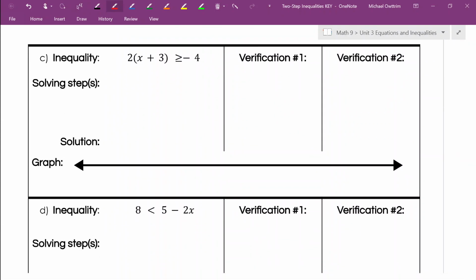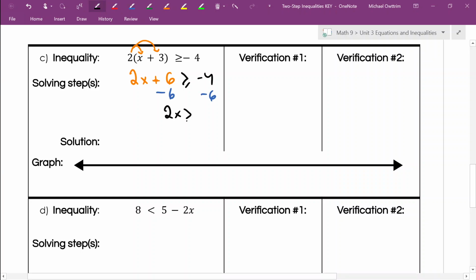On the back, first thing we need to do is expand our brackets. So we're going to multiply our 2 into our brackets. That gives us 2x plus 6 should be greater than or equal to -4. Next, we'll undo that addition by subtracting 6 from both sides, and we'll get that 2x is greater than or equal to -10. We'll divide both sides by 2.